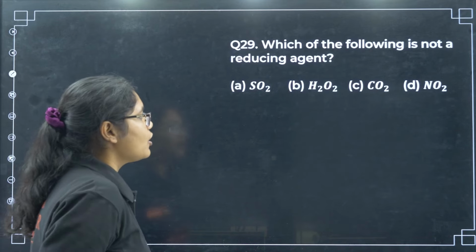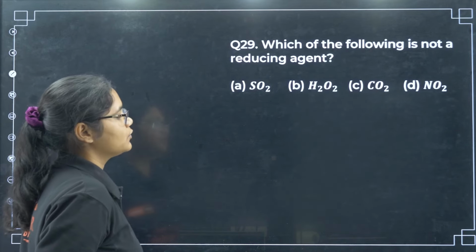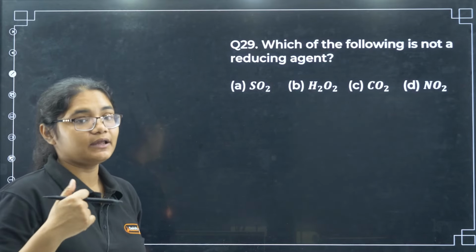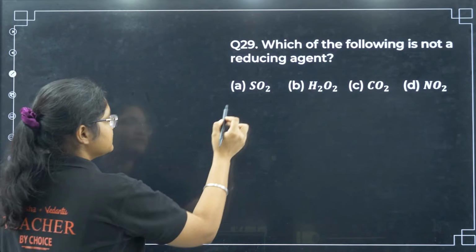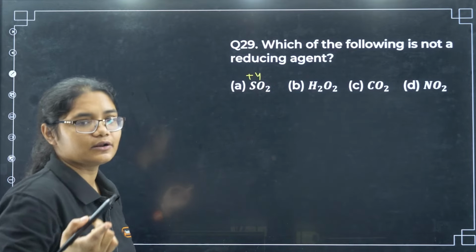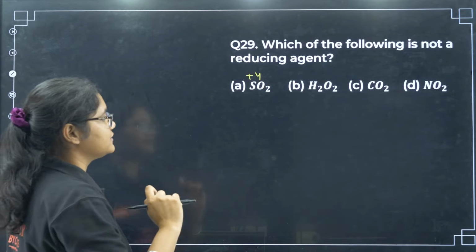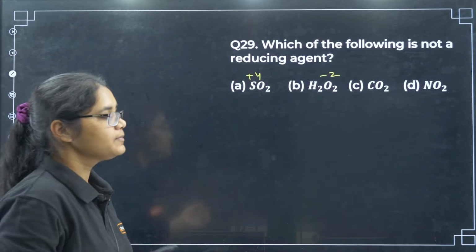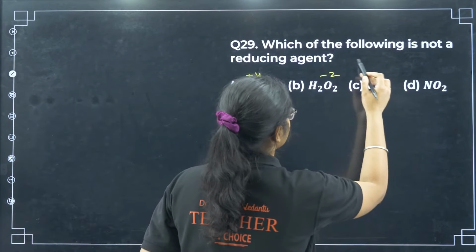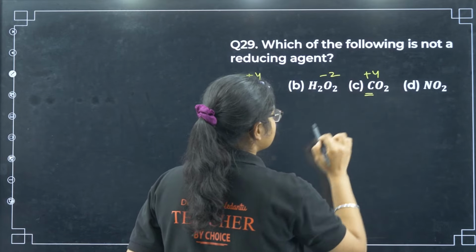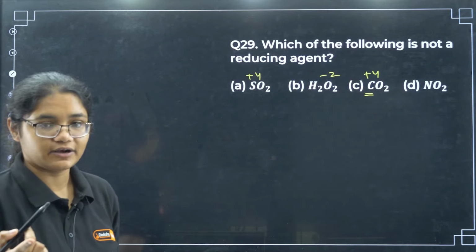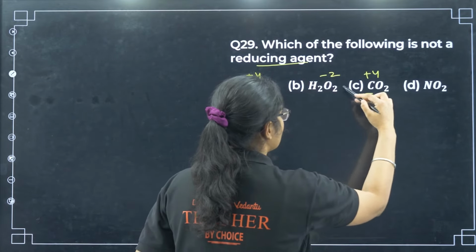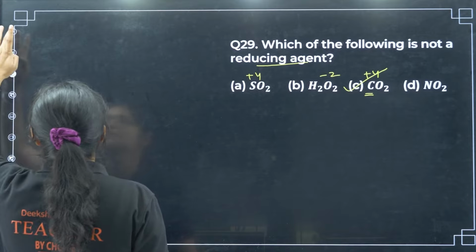Which of the following is not a reducing agent? Okay, so you can see reducing agent means what? It will reduce others, itself it will be undergoing oxidation, right? So if I see sulfur here is in +4 state, it can undergo oxidation to +6 state, so it can act as a reducing agent. H2O2, here the oxygen is -1, it can further go, right? So that is also oxidation, it is also a reducing agent. Carbon, if you see it is +4, it cannot be further oxidized, right? So it will only undergo reduction, so it will behave as an oxidizing agent and not as a reducing agent, so option number C here.